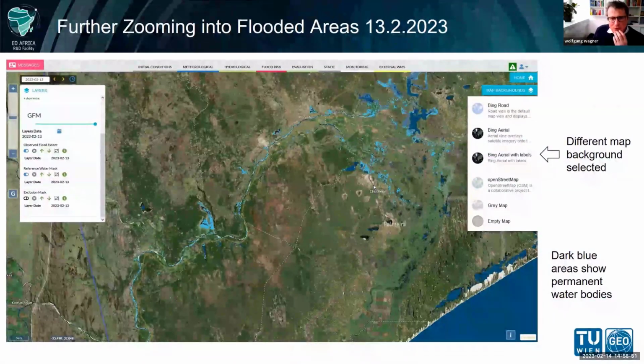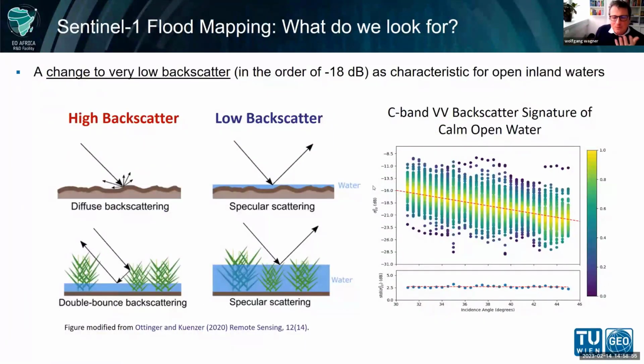Okay, and now basically I tried to show you some examples that hopefully illustrate that we have a very powerful technique here. But as with every technique, some things work nicely and other things don't work that nicely. Let me explain again how we do this flood mapping algorithm, as many of the questions I'm seeing coming in are basically questions on how those flood mapping algorithms work. So essentially what we are looking for is a change to very low backscatter in the Sentinel-1 images. This very low backscatter is in the order of say -18 dB, and it's characteristic for open water. A good thing is that if you look at the backscattering signals from calm open water, they are the same everywhere around the globe.